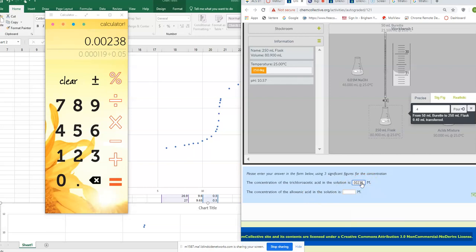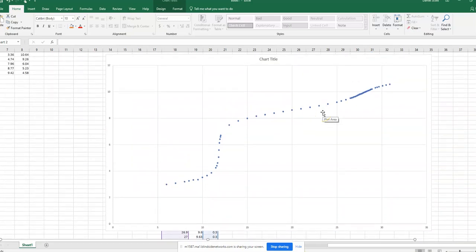Why did you do 0.05? Didn't I use 50 mils? Oh, yes. Okay. 50 mils of my acid. I have 50 left over, yeah, and it's 80.9. So yeah. So that's the concentration of my strong acid. Now the weak acid, its volume. This is going to be a little bit tougher to choose.